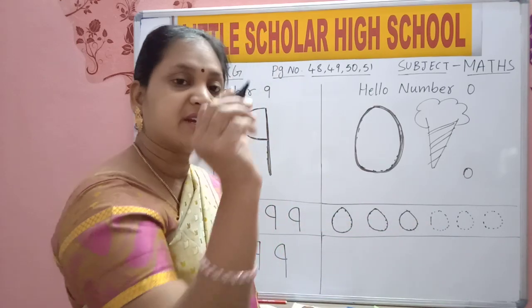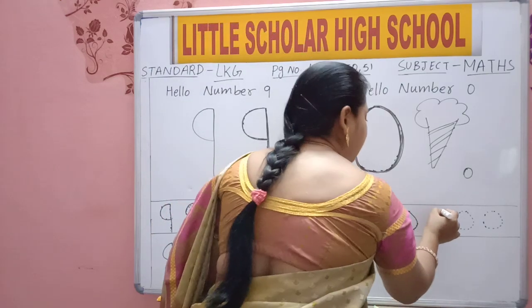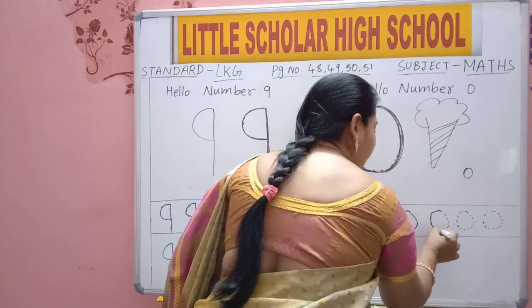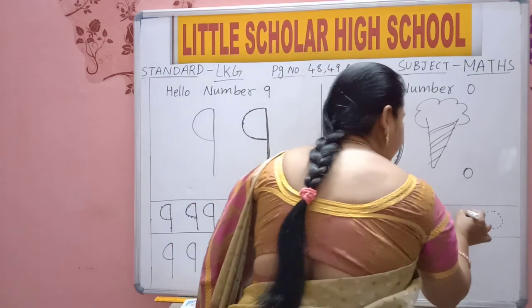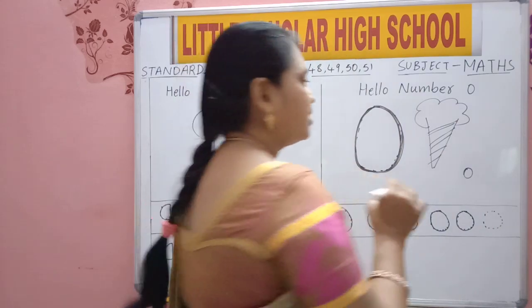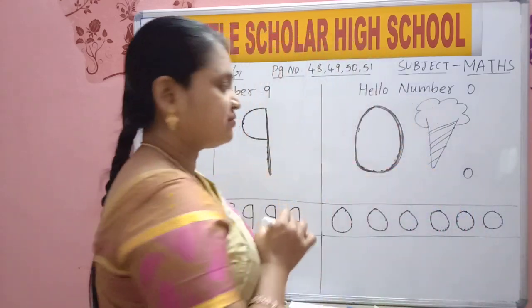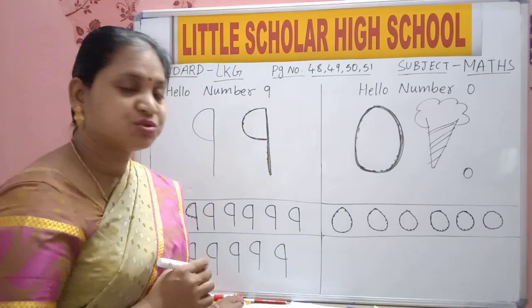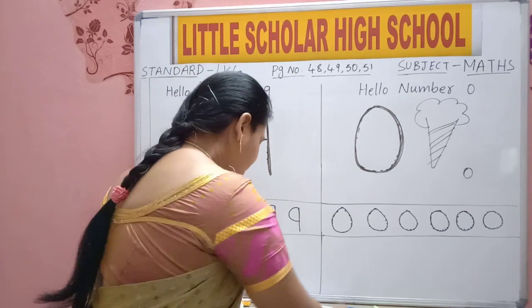So take pencil and trace exactly on the dots. Join all the dots. Say and write 0. Yes. Did you finish? Yes, finished. I finished. Did you finish? 2 rows you should trace on that. Say and write 0.